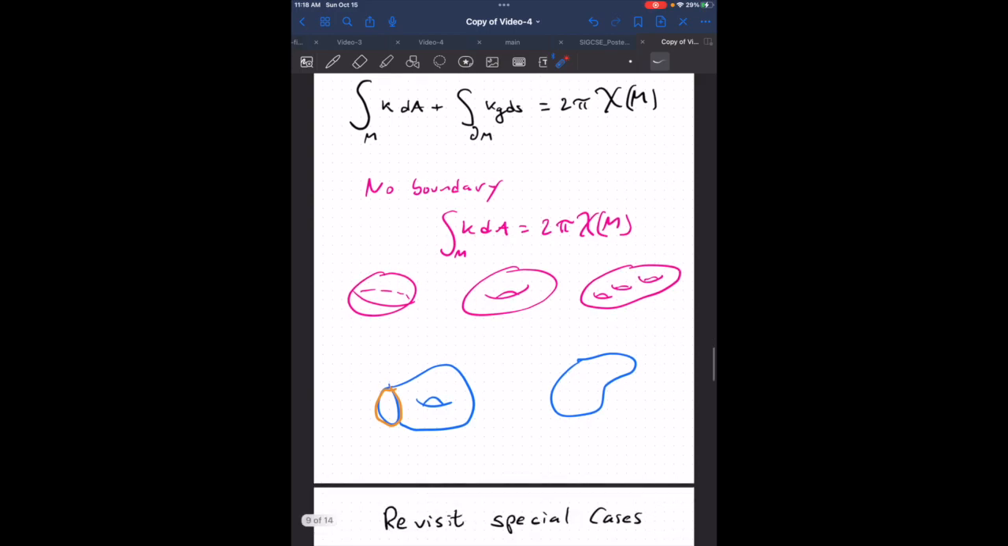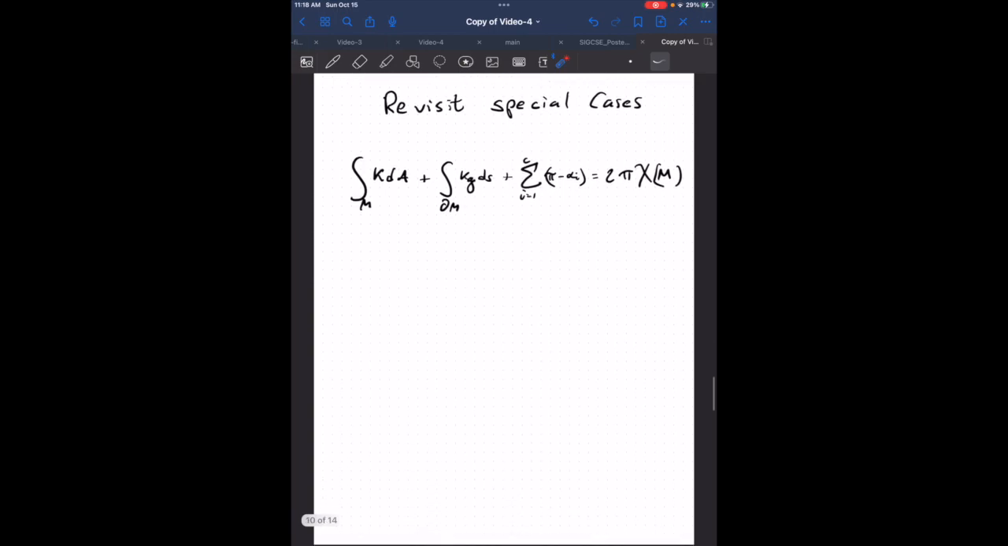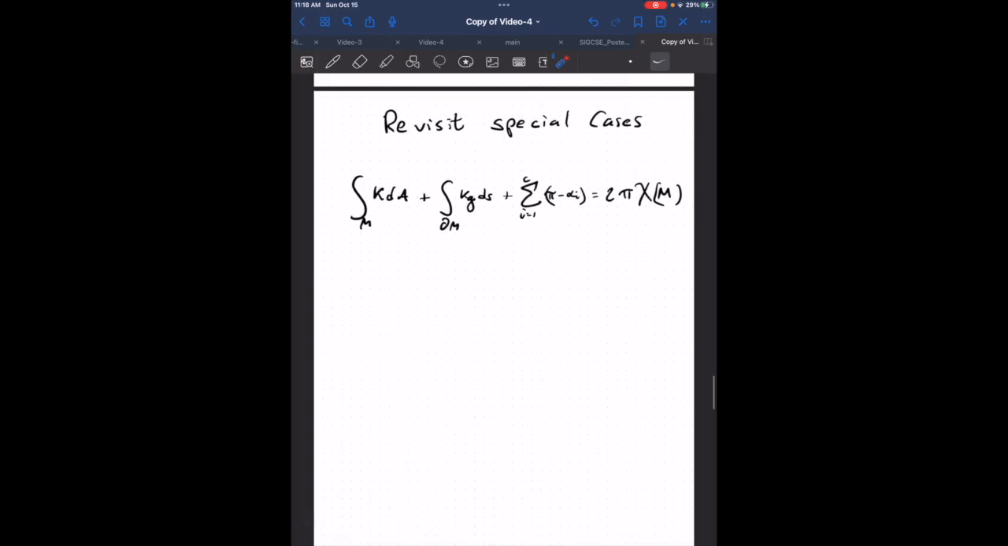Let's go back and revisit some of our special cases. I was a little bit dishonest because I didn't want to write this third term, but I will now. So what is C here? C is a cusp on the boundary.